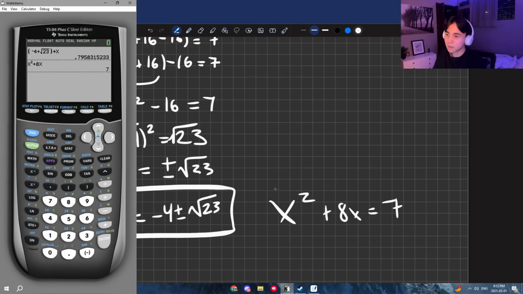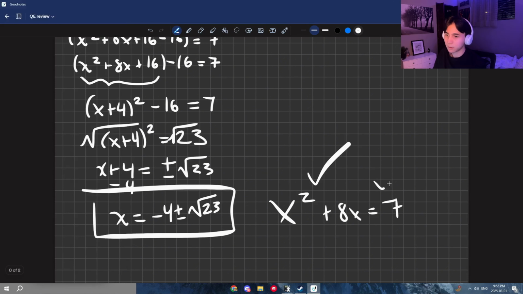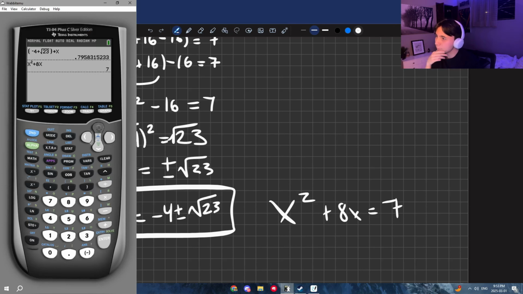And since it does, our first solution is correct, since the left side equals the right side whenever we plug in x. But since we have a second solution here, we need to test the negative portion of this. The way we do this is we go up, type in the same thing, change the sign to a negative, but store it as x as well. Then you type this equation out again, and it gives you 7 as well.